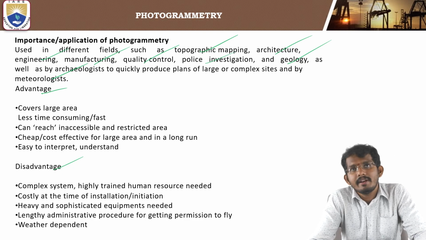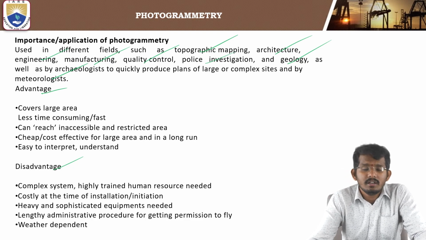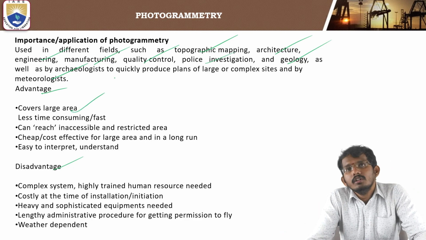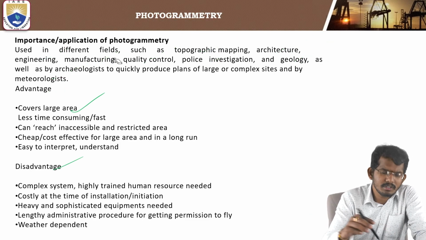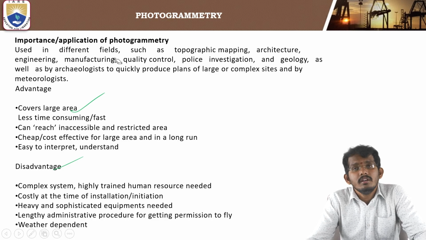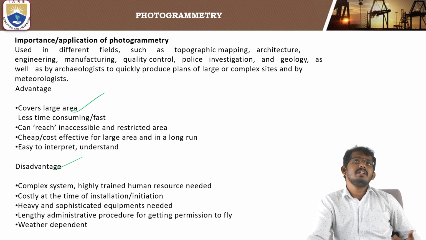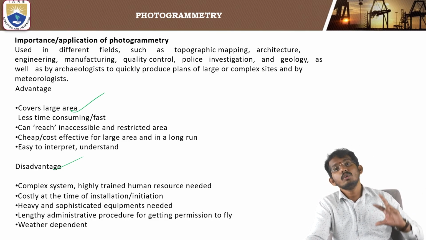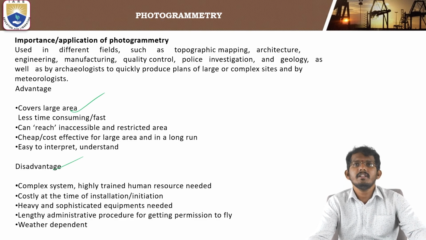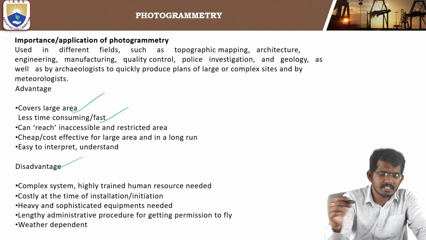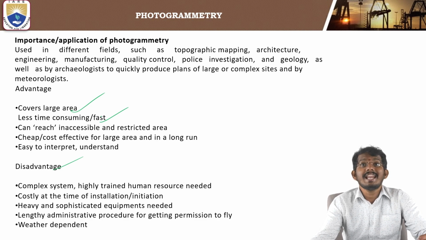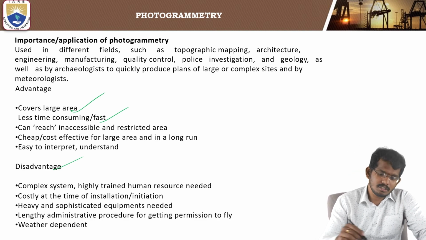Advantages: it covers a large area. If you go for the traditional methods like chain, tape, theodolite, or total station, they can work for a large area, but it is only 2D. In photogrammetry, just using aircraft or a tower at height, we capture the image in a short time. So it covers a large area, is less time consuming and fast, and can reach inaccessible and restricted areas also.